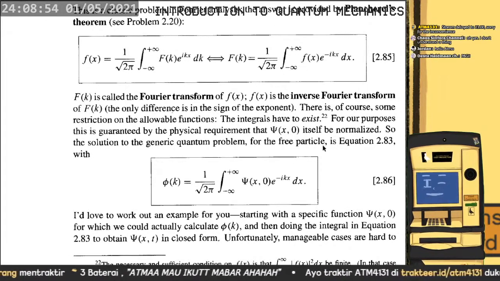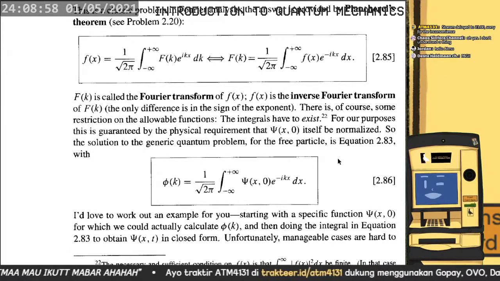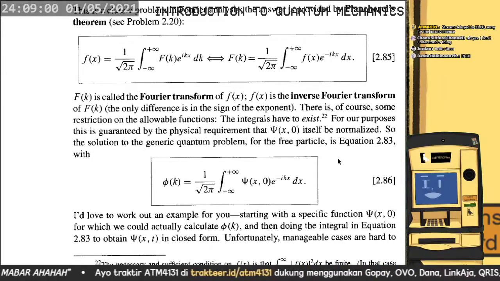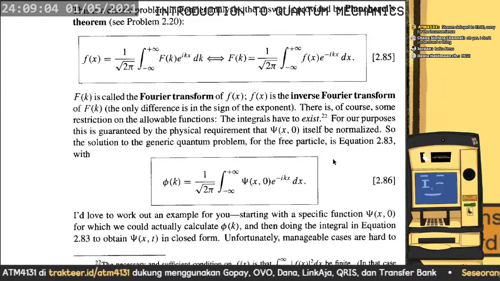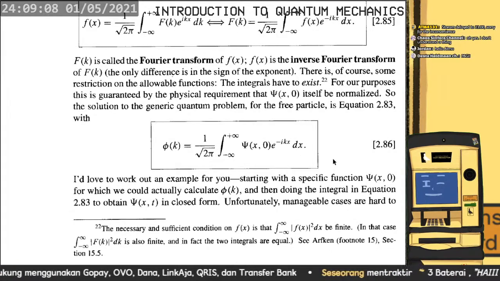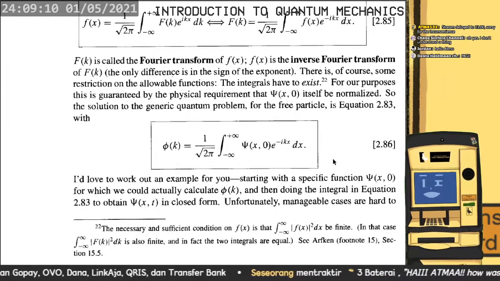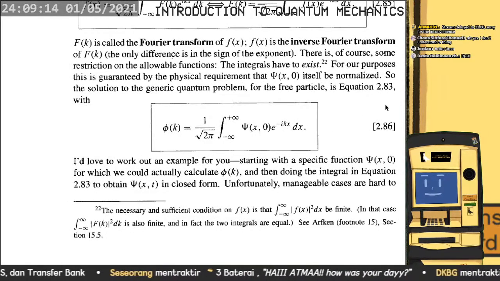There are, of course, some restrictions on the allowable functions. The integral has to exist. For all practical purposes, this is guaranteed by the physical requirement that Ψ(x,0) itself be normalized. So the solution to the generic quantum problem for the free particle is equation 2.83.